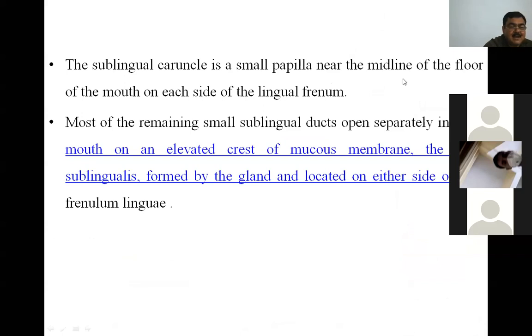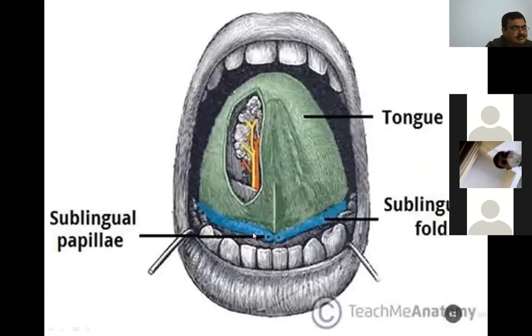Sublingual caruncle is a small papilla near the midline of the floor of the mouth on each side of the lingual frenulum. Most of the remaining small sublingual ducts open separately into the mouth on an elevated crest of the mucous membrane, the plica sublingualis, formed by the gland and located on either side of the frenulum. Here you can see the sublingual papilla. Below the tongue, if you turn the tongue, you can see this. This is the sublingual papilla and this is the sublingual fold. So here is the summit of the sublingual papilla.